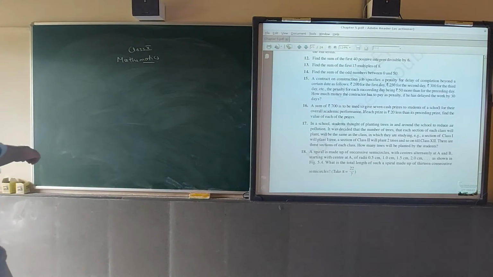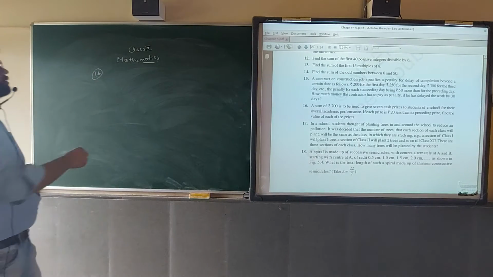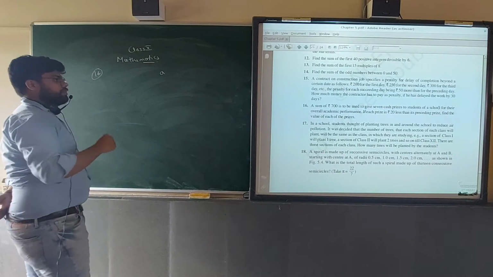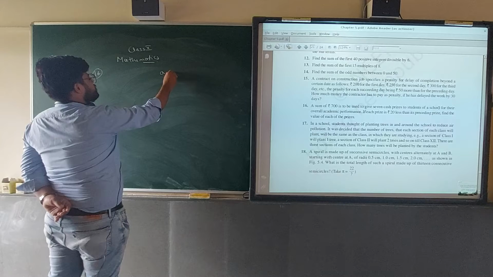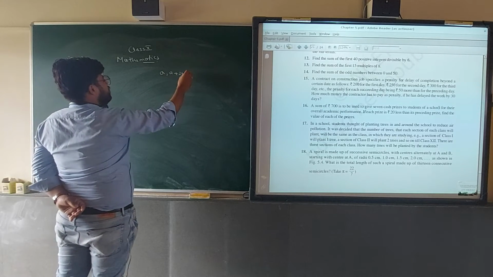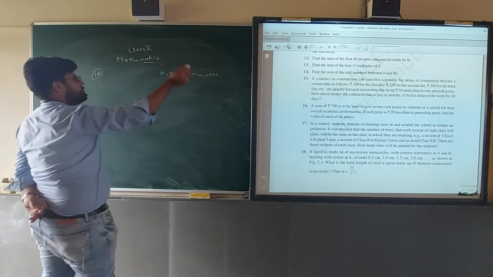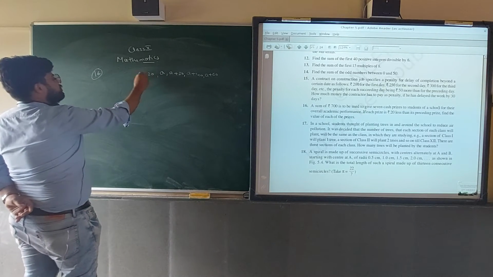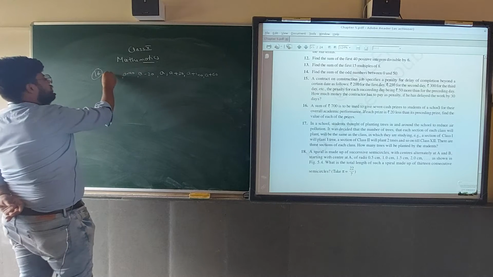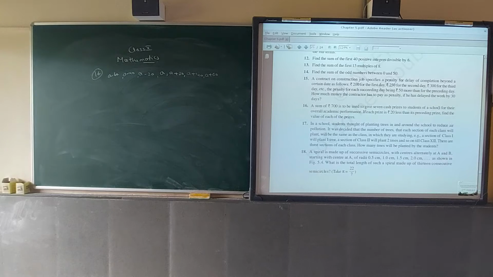Total prizes are 7. Let the middle prize be a, and the difference between the amounts is 20. So the next amount will be a plus 20, then a plus 40, then a plus 60, like this you can move. Or if I move backward, then I will take a minus 20, then a minus 40, and then a minus 60. So these are the 7 prizes I will take, and the sum is given as 700.